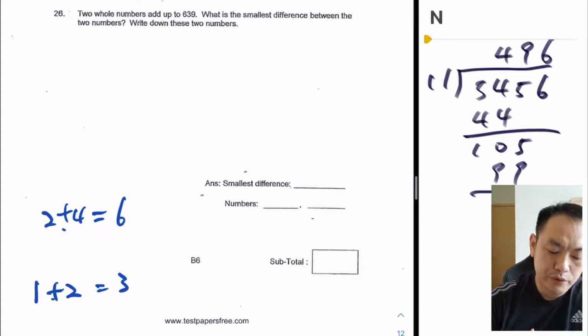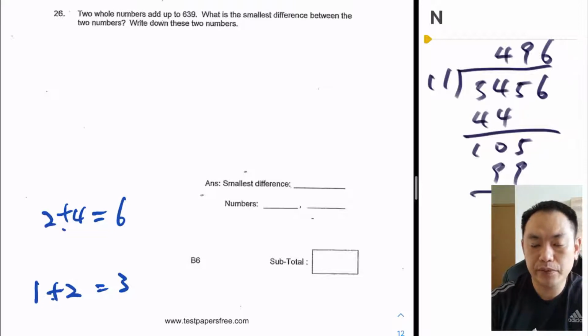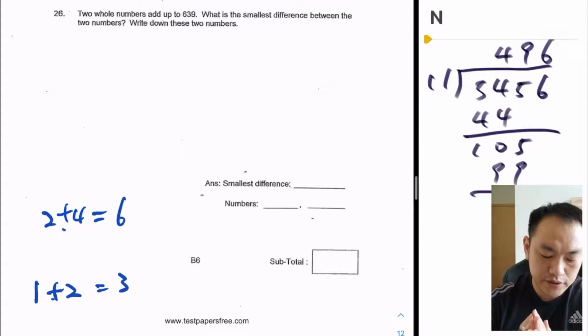So what will be the smallest difference between them? Since they are not the same number, it's not possible for them to be the same number because they add up to an odd number. So the smallest difference between them will be 1.